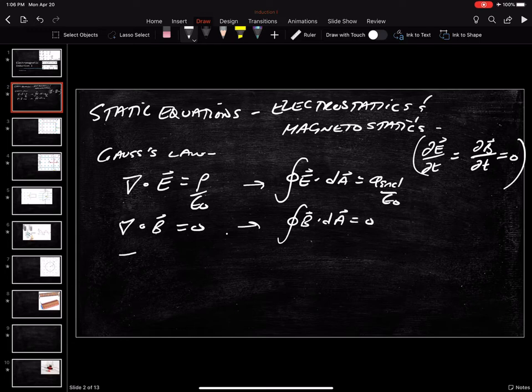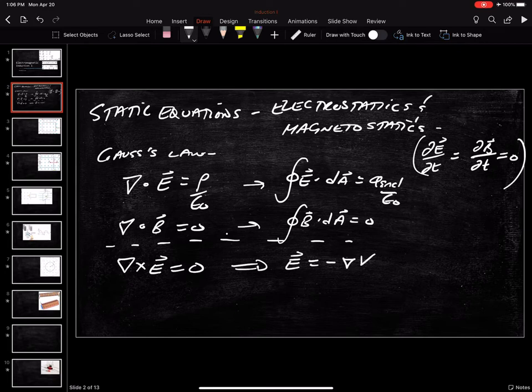We also saw that the curl of E, this is a little bit different. So those were Gauss's law. Then we also have that the curl of E is equal to zero, which implies that E can be written as minus the gradient of the voltage, because you know that the curl of the gradient is zero. This also implies that the integral of E dot ds around a closed loop is going to be equal to zero. Because if it's a gradient, if you integrate a gradient along a line integral, then the value is just the voltage at the end points. And if you start and stop in the same spot, integrating over a complete loop, you get nothing.